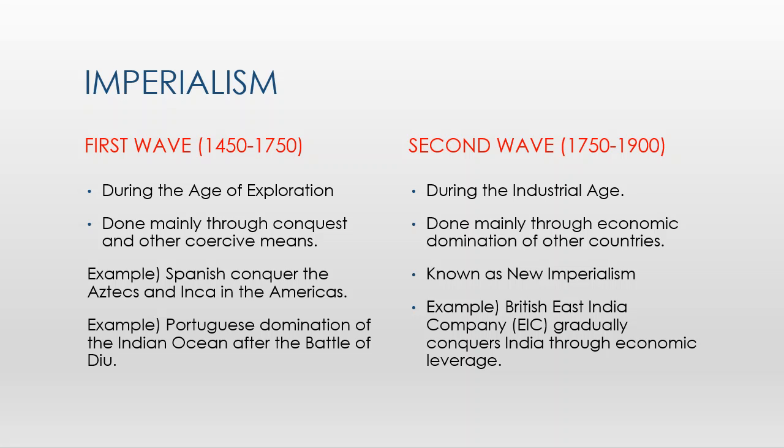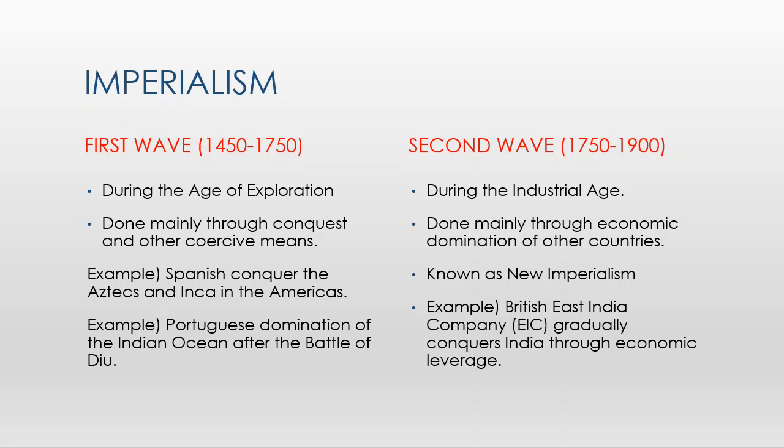Now, the second wave of imperialism happens during the age of industrialization. So this is from 1750 to 1900. And instead of conquering and using forceful means, they became a little softer in their approach, yet very effective. Instead, they started dominating other countries through economic means, meaning that if you can control a country's economy to a large extent, then you have basically controlled the country as well, because a country has to have an economy. So this becomes known as new imperialism or economic imperialism.